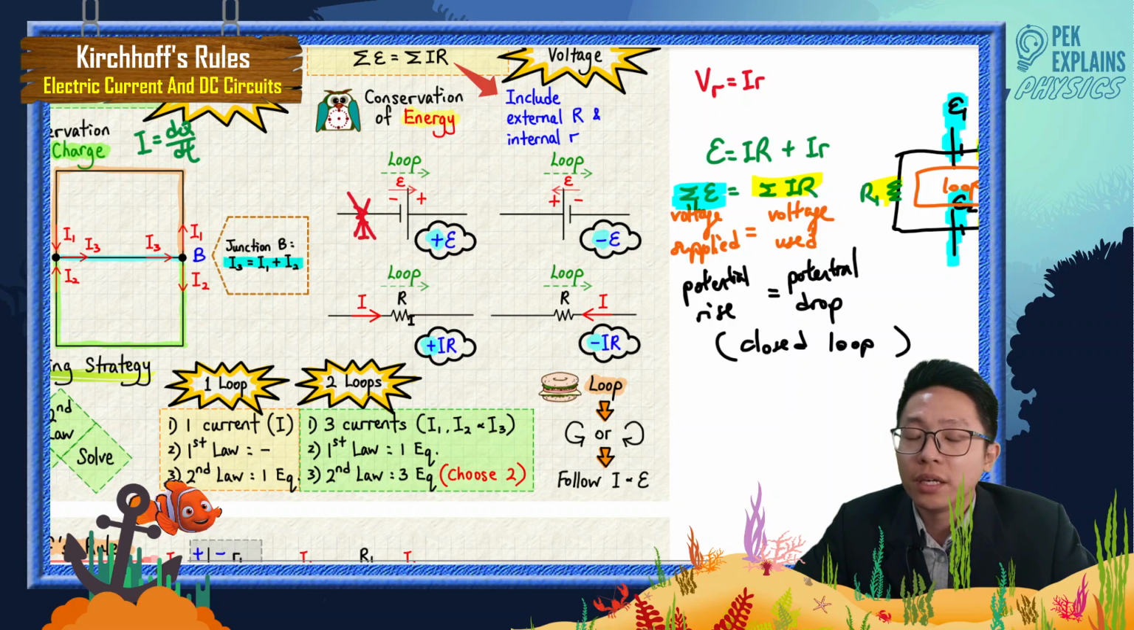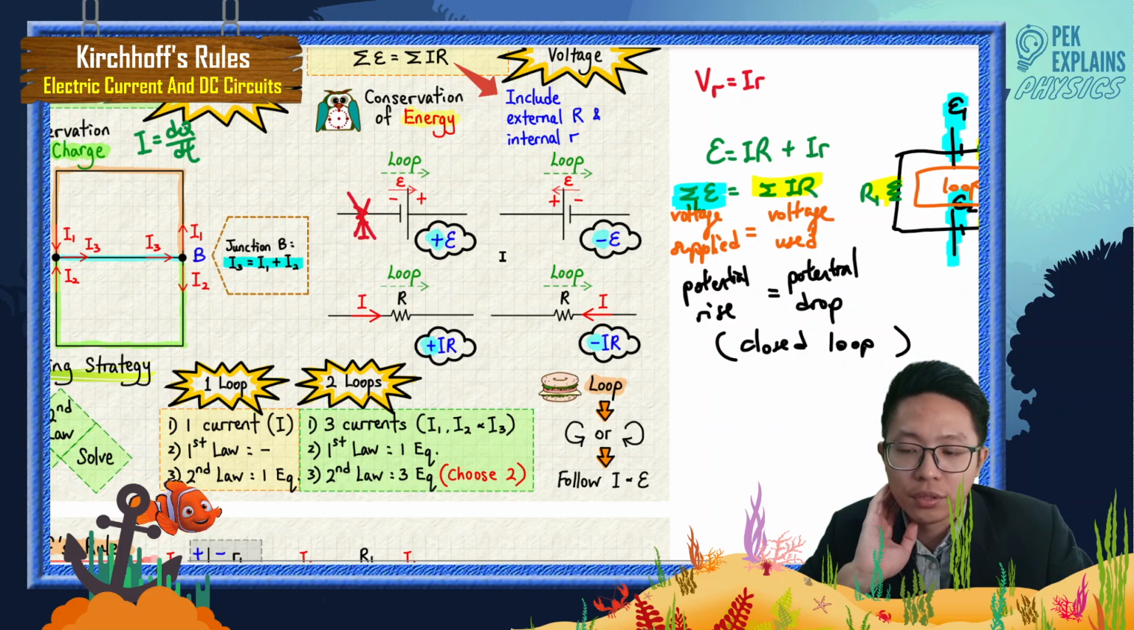But the resistor doesn't have terminals, isn't it? No positive or negative terminal. For the resistor, it depends on the direction of the current. Okay, so remember, for the battery, look at the terminals. For the resistor, look at the current.